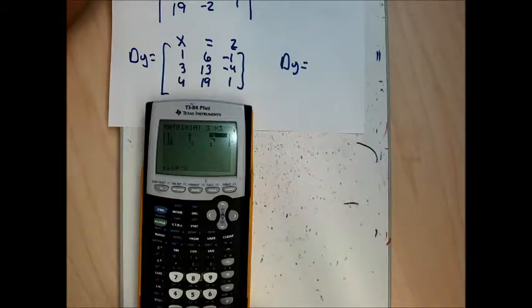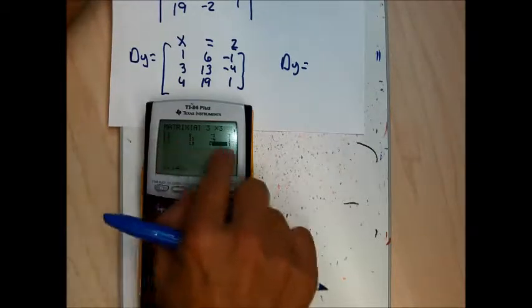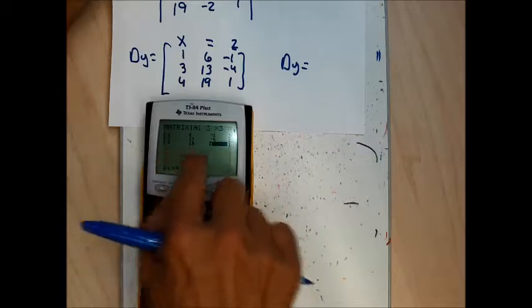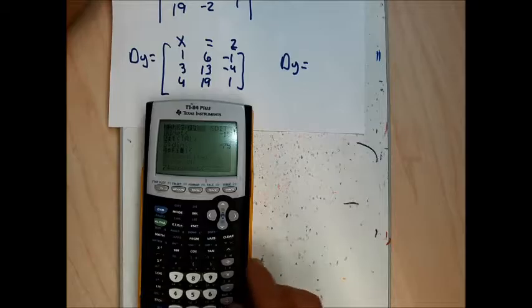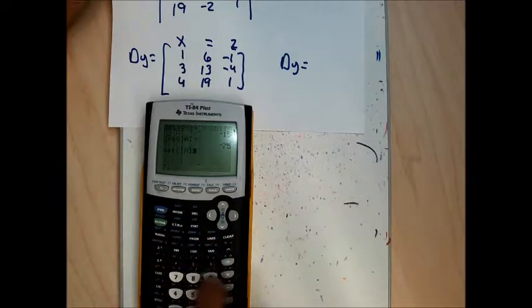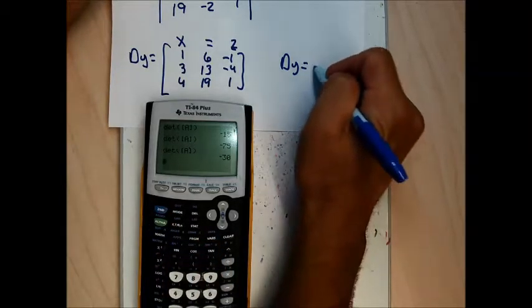So real quickly now I'm going to enter that matrix as a 3 by 3 matrix. 1, 6, negative 1, 3, 13, negative 4, 4, 19, and 1. Quit out of there. So second matrix math, DET, second matrix, enter, enter. D sub y is negative 30.